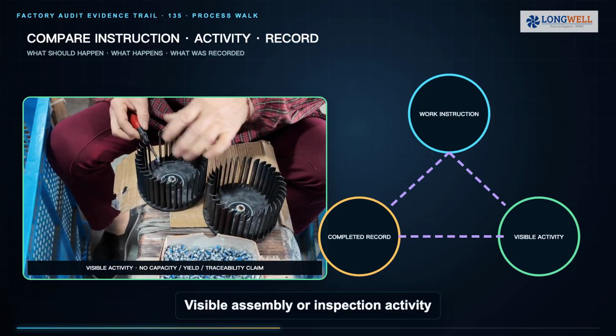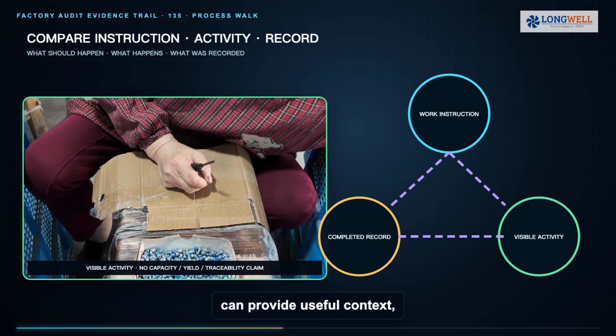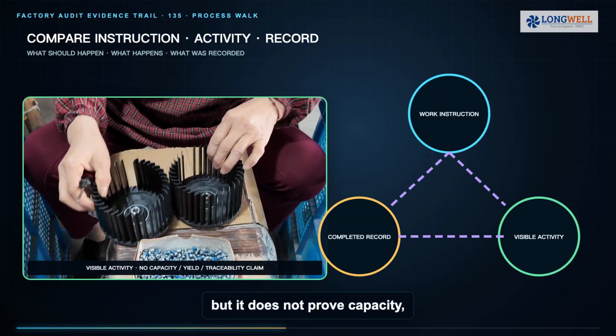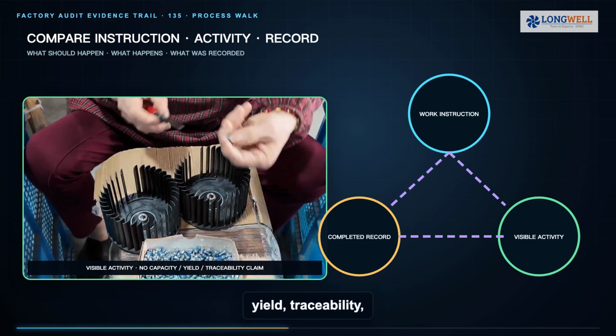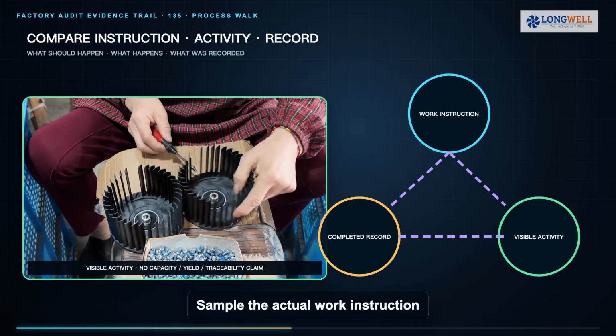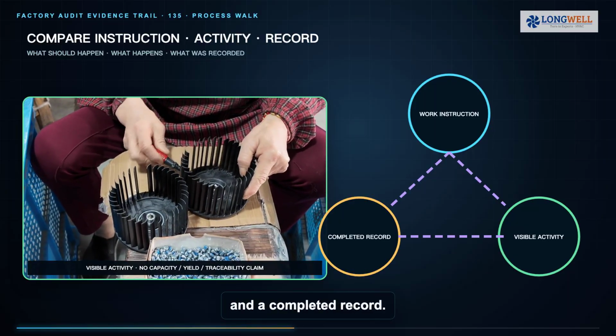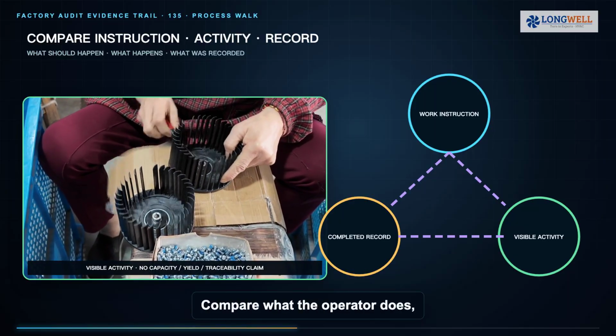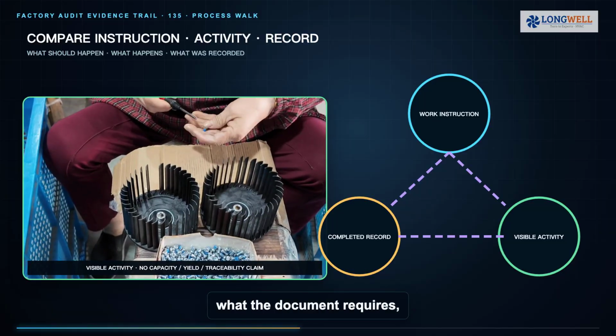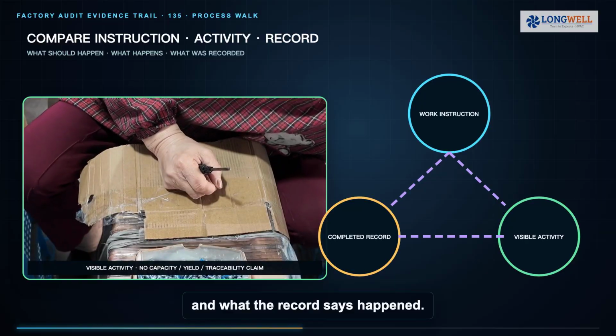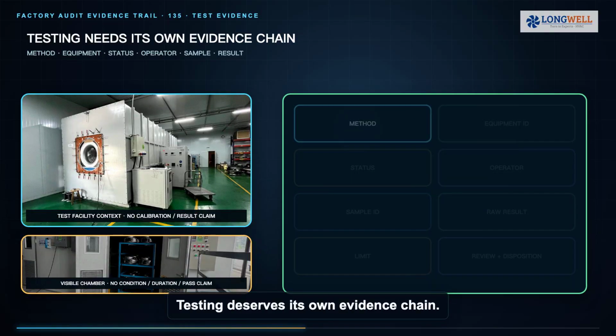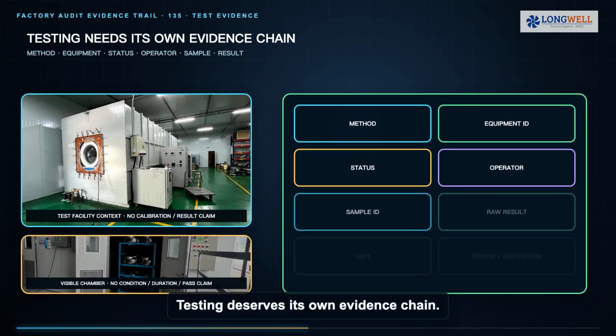Visible assembly or inspection activity can provide useful context, but it does not prove capacity, yield, traceability, or process stability. Sample the actual work instruction and a completed record. Compare what the operator does, what the document requires, and what the record says happened. Testing deserves its own evidence chain.